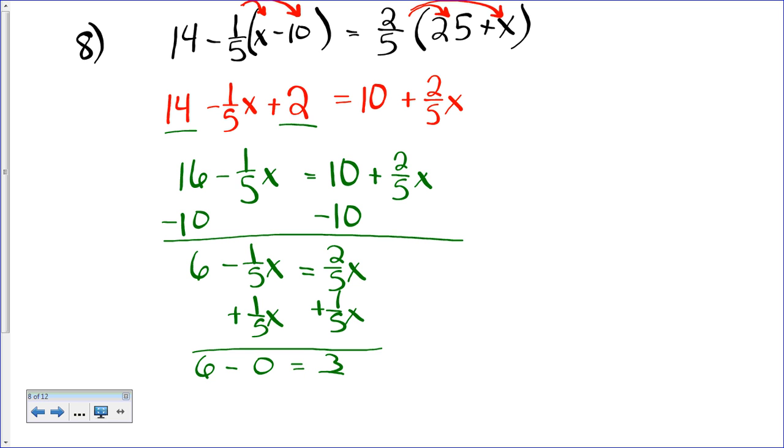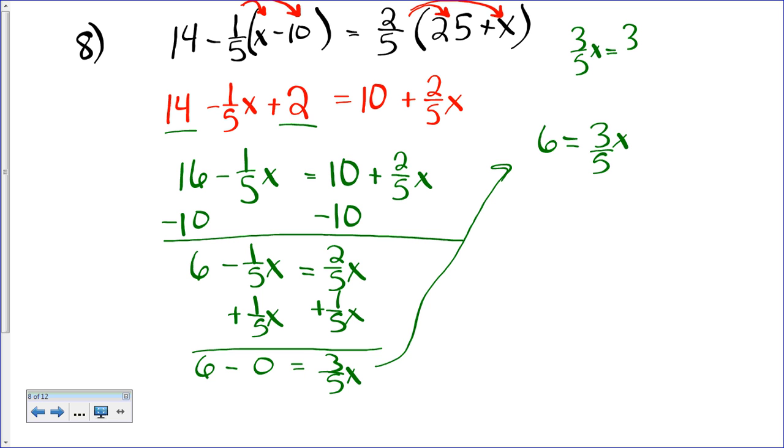That's 3/5 x. Okay, I'm going to write this up here. So I have 6 equals 3/5 x. Just real quick, 3/5 x is the same thing as 3x over 5. Those are the same thing, so I'm going to write it like that.